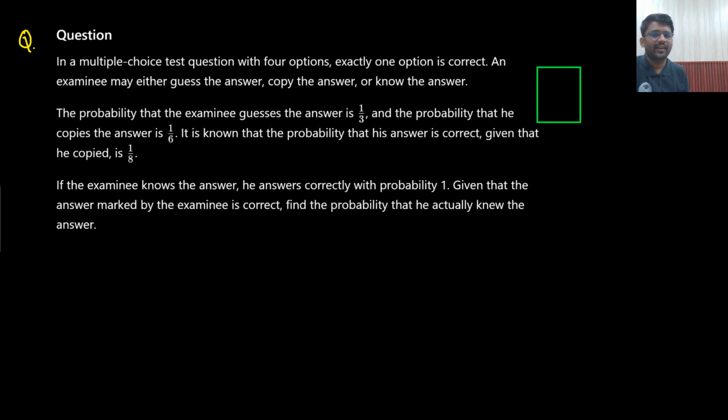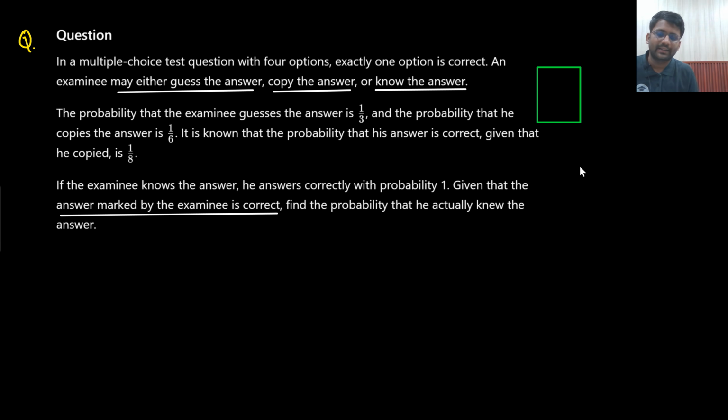Think about it. A bit of brain you need to use, but for sure you will be able to solve this question. First of all, read the last line, that he answers correctly with probability 1, given that the answer marked is correct. Read the question fully on your own. A multiple choice test question is there with 4 options, exactly one option is correct, and he may guess the answer, or he may copy the answer, or he knows the answer.